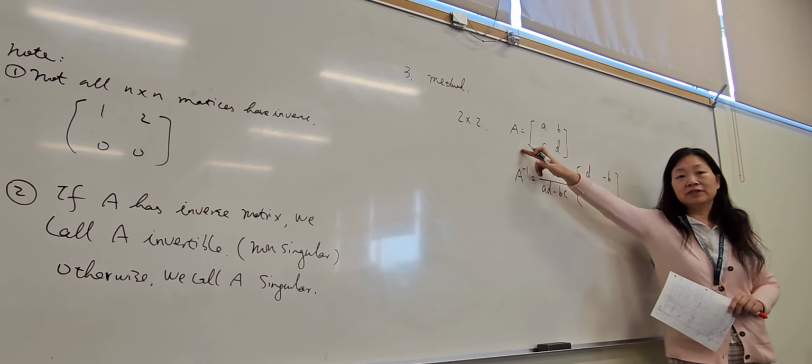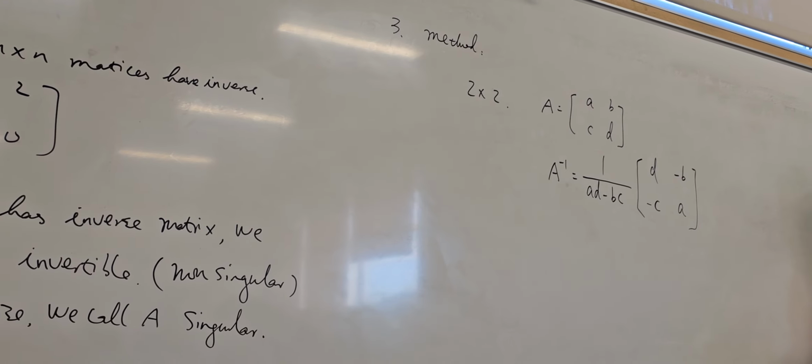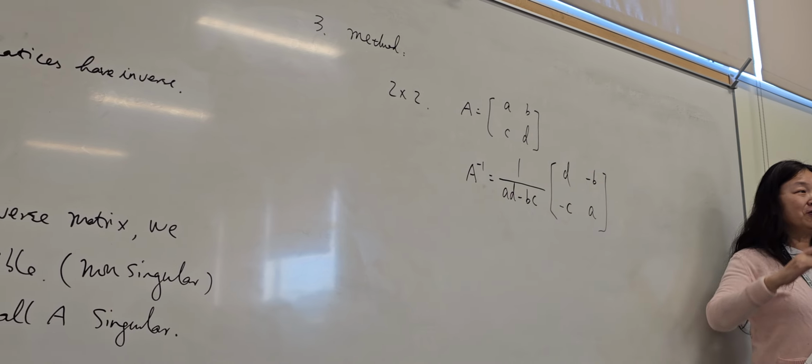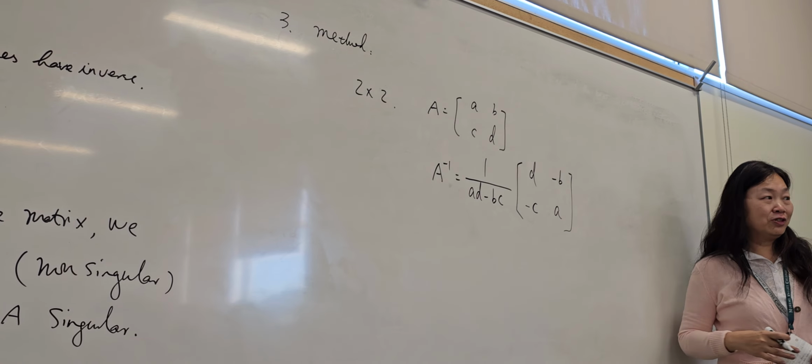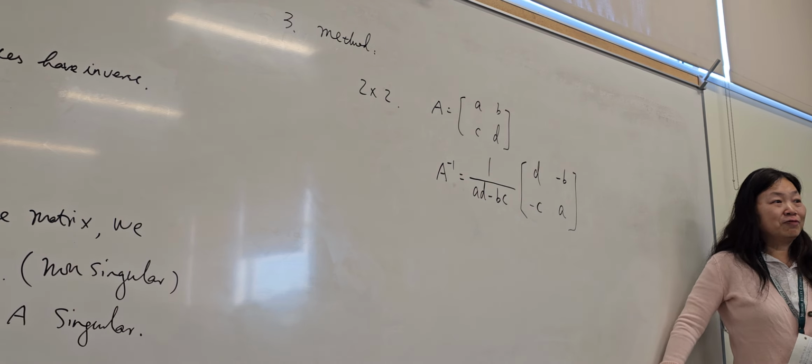A inverse, that's easy, right? So 2 by 2 is very easy. But you know that in life in general, you don't see 2 by 2. Even for an econ major, I heard the smallest matrix is 500 by 500.